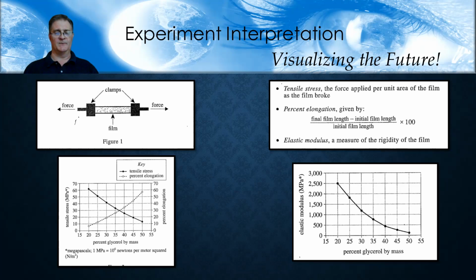Well, you know, this is an experiment. I want you to start getting into the mindset as if you were the scientist doing this experiment. So start to think about why you would want to pull the film. Well, if we pull the film, we might want to figure out how far it will stretch before it breaks, right? So elongating it. We also would want to know how far or how much force it would take to break it.